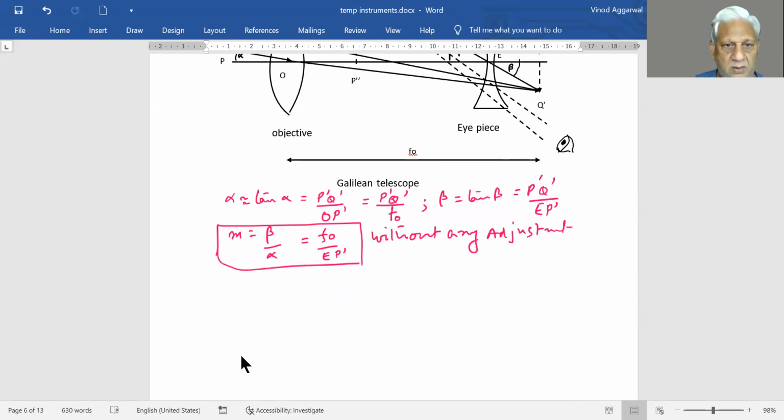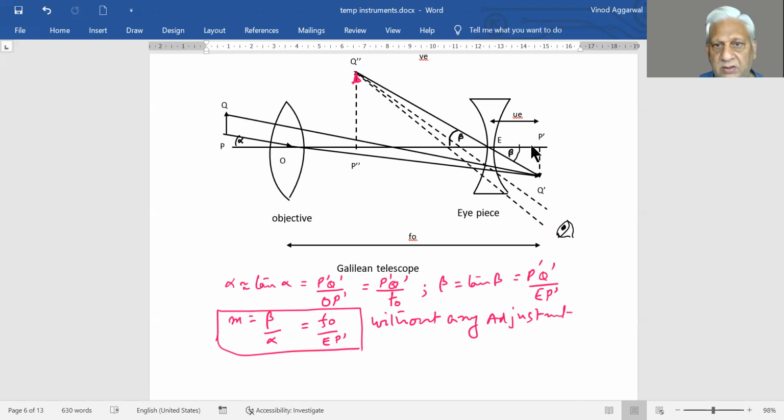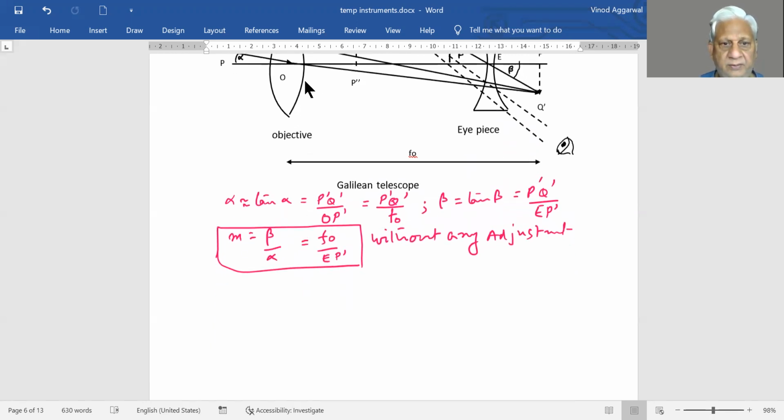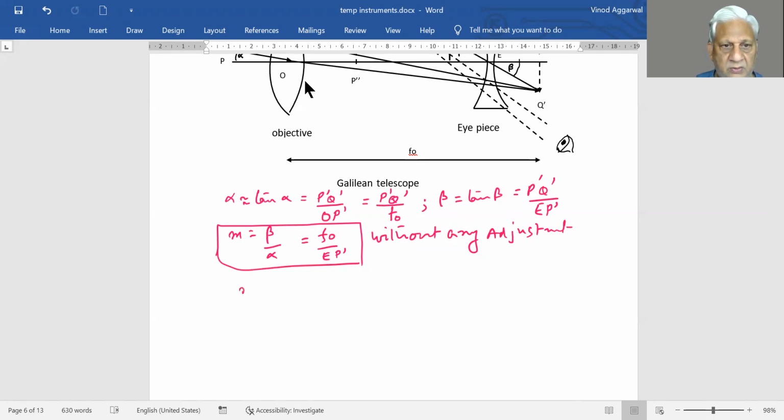Now, if we make EP dash exactly the focal point of the eyepiece, then what happens? These rays will become parallel and we will get the image at infinity. So M is equal to FO by FE, which means the image is at infinity, and we call this normal adjustment.